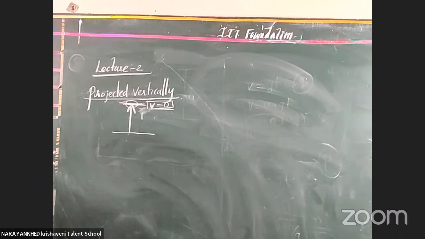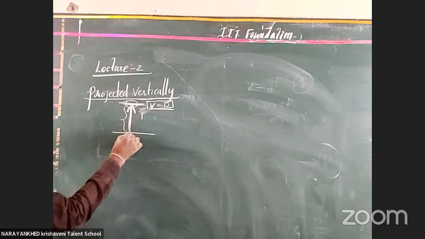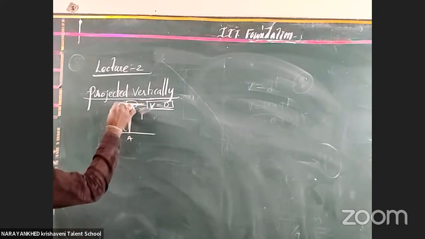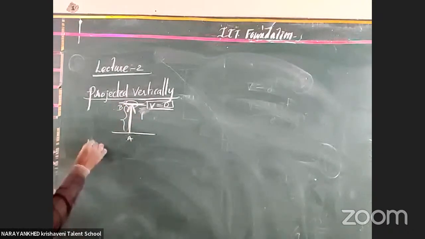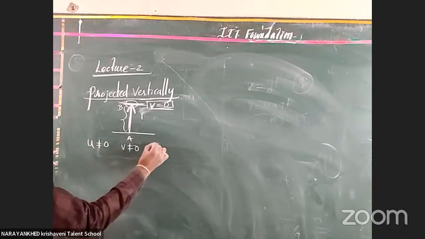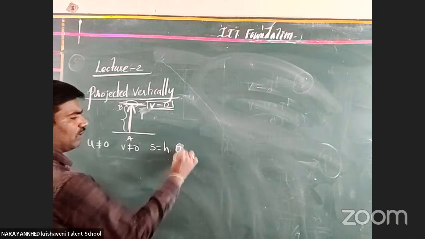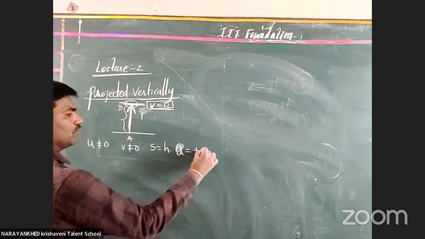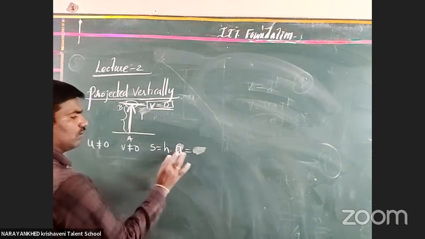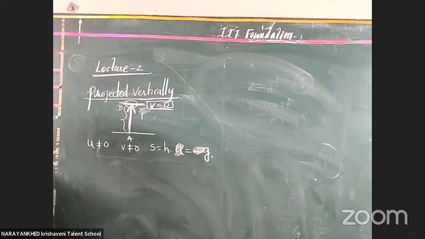But when we take the motion between this particular point A to B, it is not 0. u is not equal to 0, and v is also not equal to 0. s is equal to h. Clear or not? And what is a? Here, a is minus g. a is minus g.